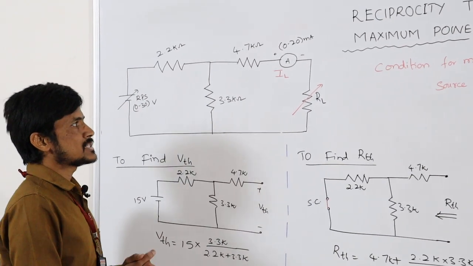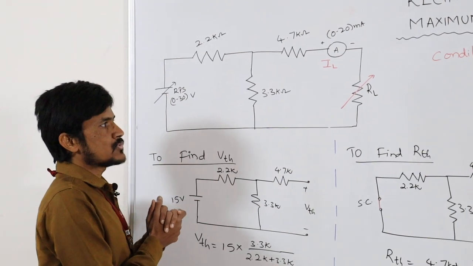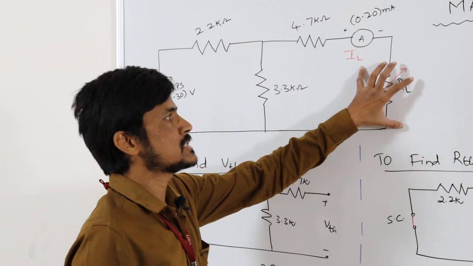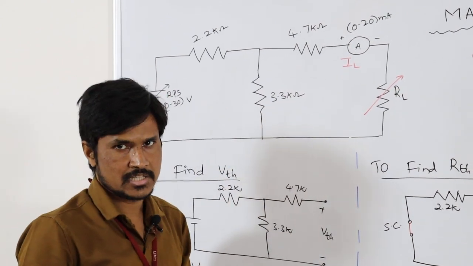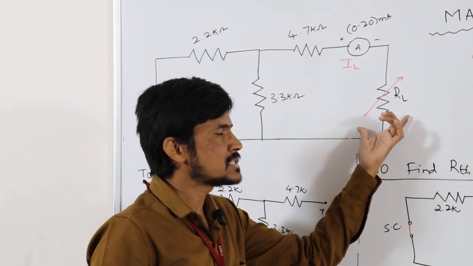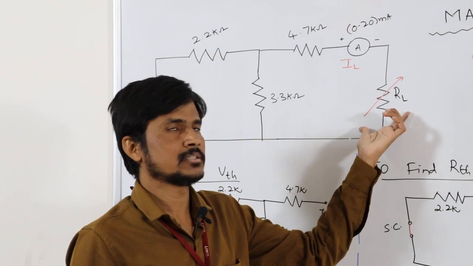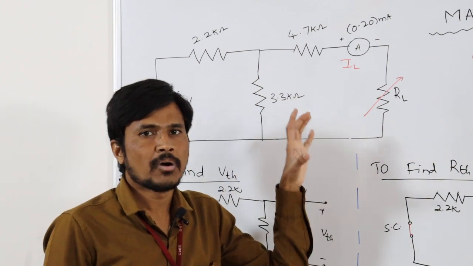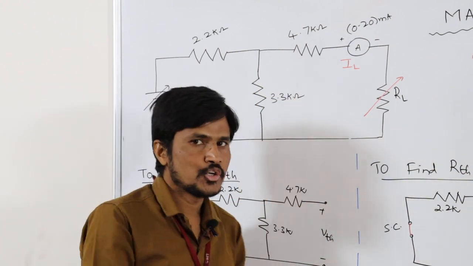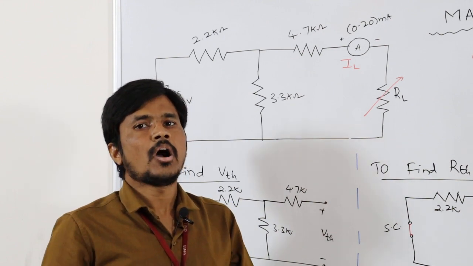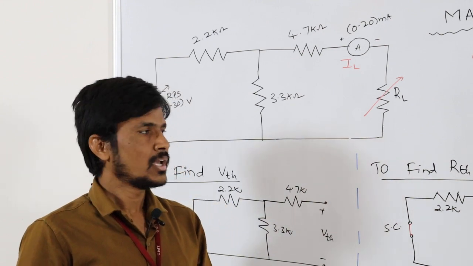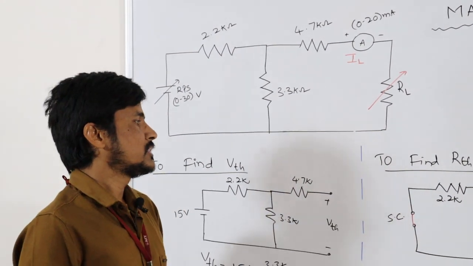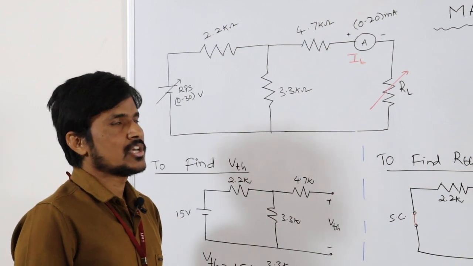Now, this theorem states that the power transferred from source to load is maximum when the load resistance is equal to the source resistance. Here the load resistance is an unknown value, we are going to find that. When the load resistance is equal to the source resistance, the power flowing from source to load is going to be maximum. Now, how to find this load resistance? The theoretical calculations will be done by following the Thevenin's theorem procedure.